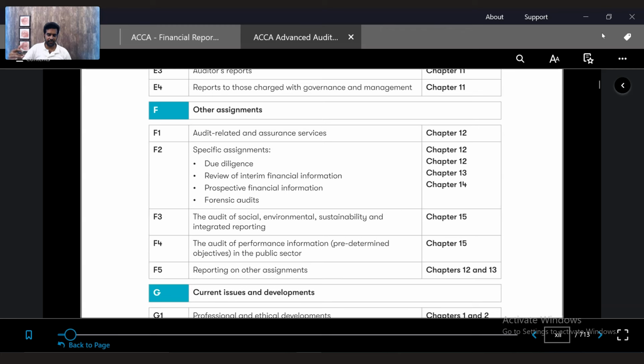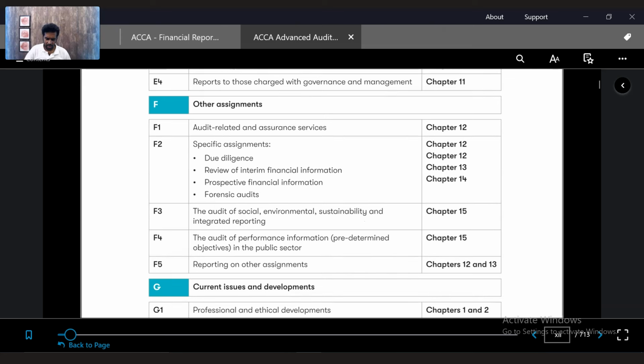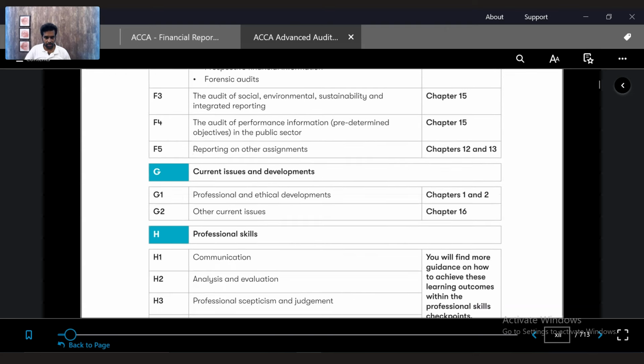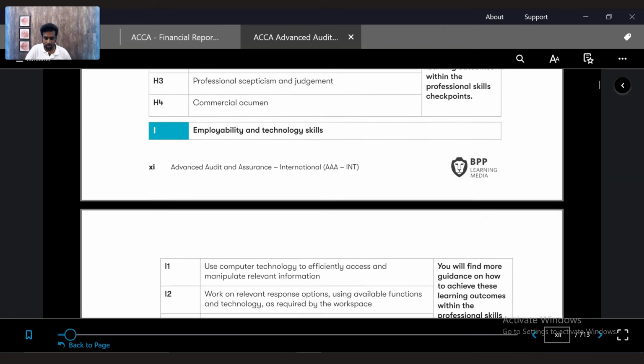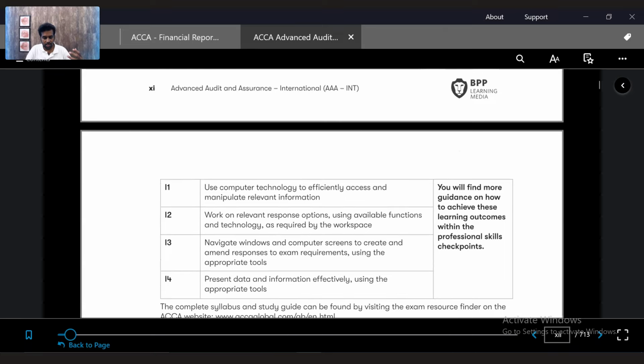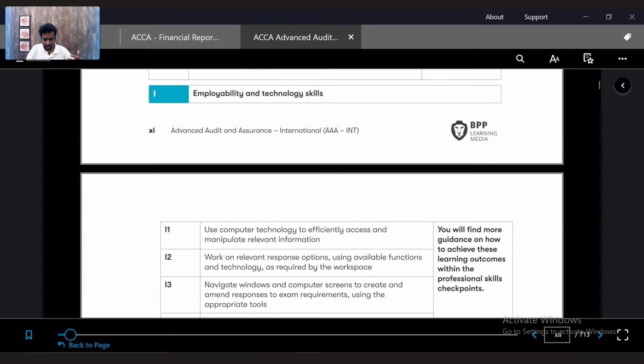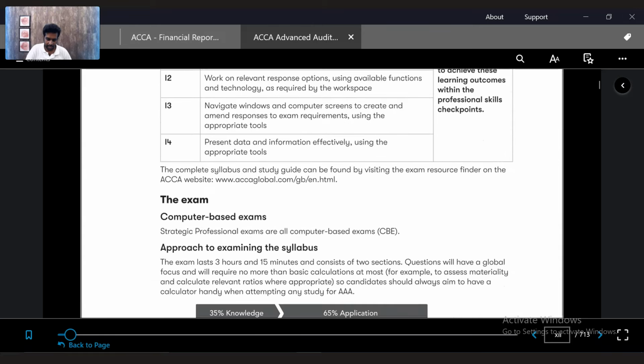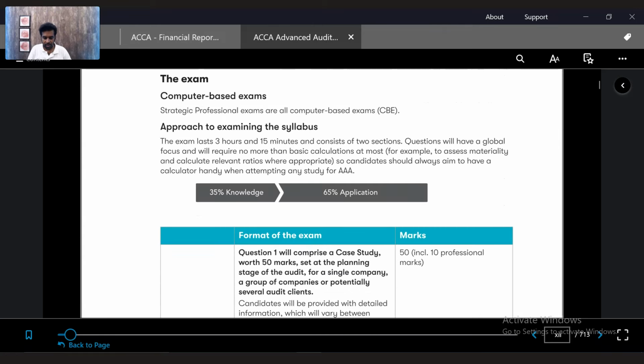But part F is expected to be completed much faster because it's more about other services. It's nothing very deep, but there are certain skill sets you still need to acquire. For current issues and developments we have a chapter, but it's all about application skills and learning through technical articles, etc. Part H has no chapters. It's more about how you approach the exams, and part I is the same. The exam is completely computer based.